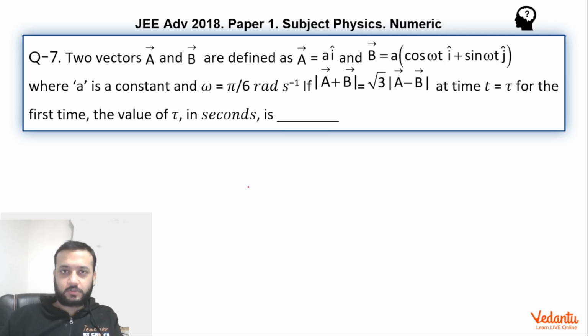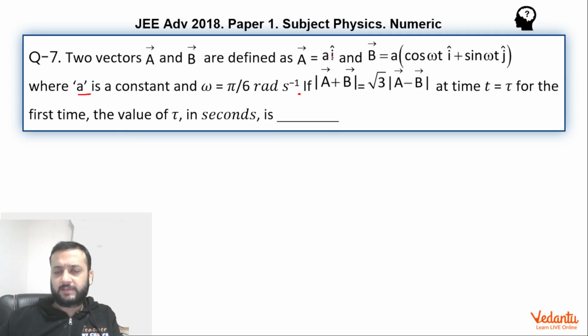First we will do this question by a regular method. So let's see what's happening over here. There are two vectors. The first vector is A i cap, the second vector is A (cos omega t i cap plus sin omega t j cap), where A is some constant. Omega is also a constant whose value is pi by 6 radians per second. If the magnitude of A plus B is equal to root 3 times A minus B at some time t equals tau, then we have to find the smallest positive value of tau.